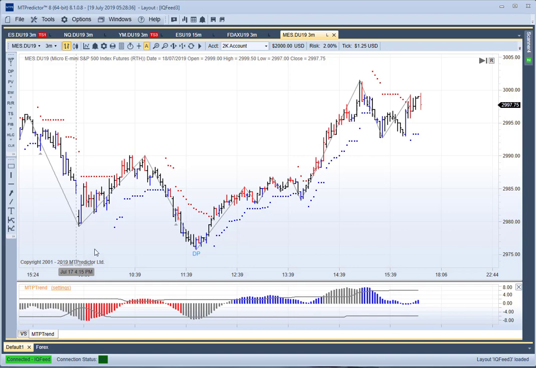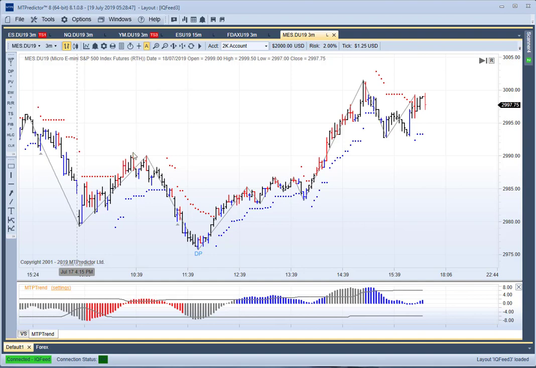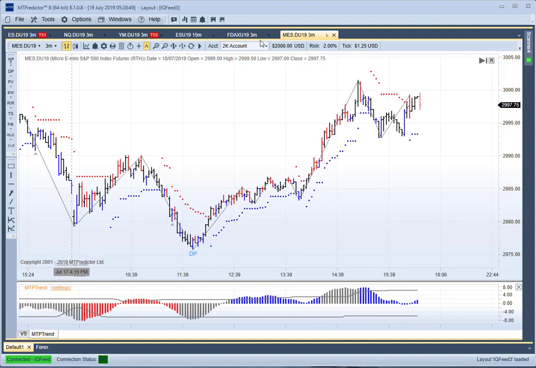Right, this is yesterday, which is July the 18th, and this is the micro account of the E-mini, the ES. So I want to have a look at how MTPredictor did yesterday. For you guys who've been following us for a while will know MTPredictor is not a black box system. We don't blindly take our automatic setups, say in the direction of our MTP trend color.